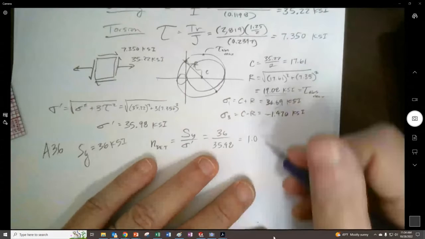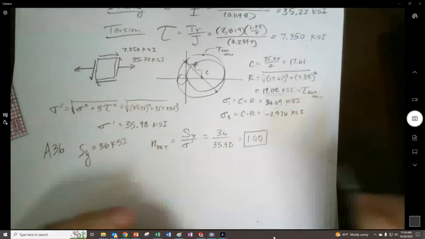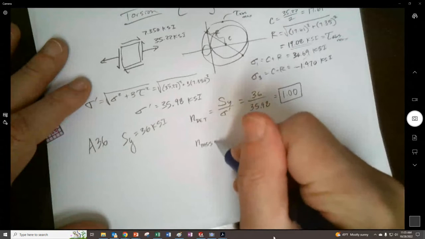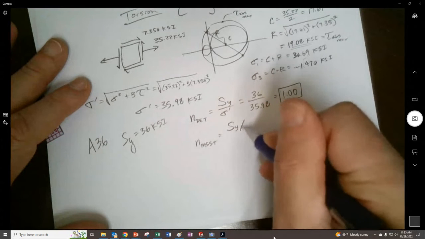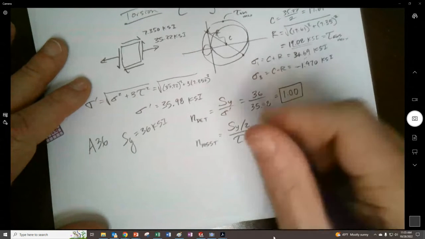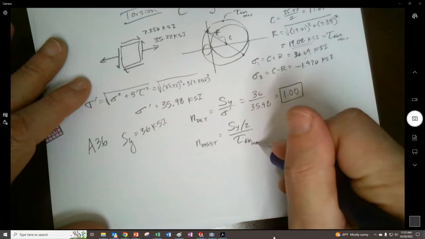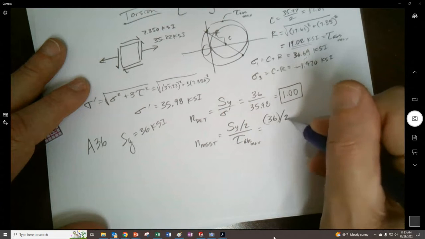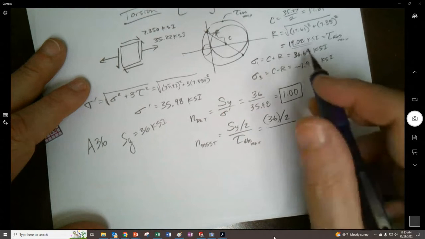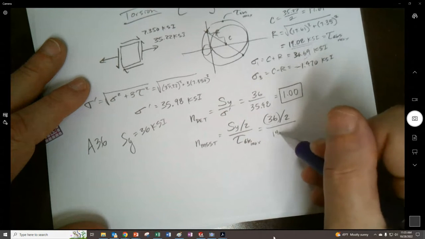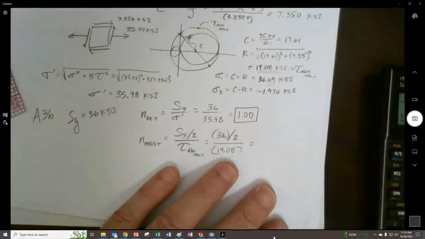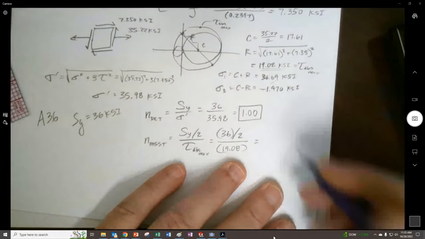1.0 and 0, right? So it's just barely making it, whereas the maximum shear stress theory says you take the yield strength divided by 2 and divided by the abs max. So we have 36 divided by 2, and now we have a 19.08 abs max, so it's going to fail, right? Because you're going to take 18 and divide it by 19, basically.